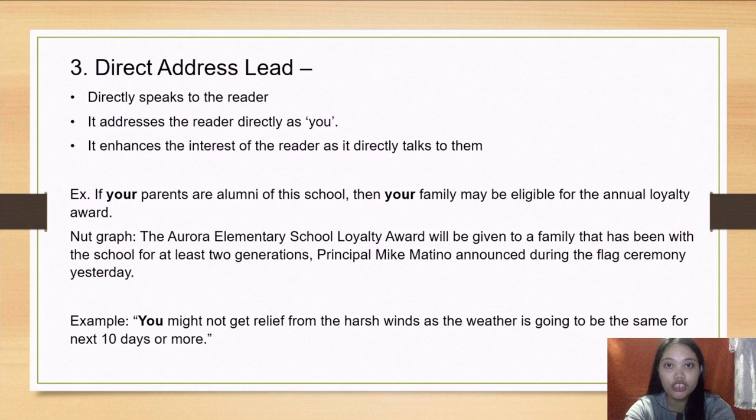So to sum it all up, direct address lead allows journalists to talk to their audience by using the second person point of view, and it makes the reader interested in the content of the statement or the news.